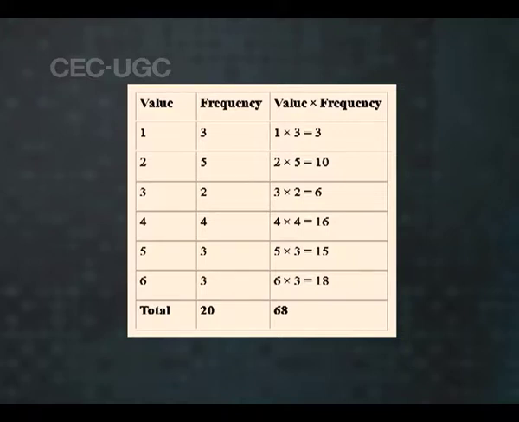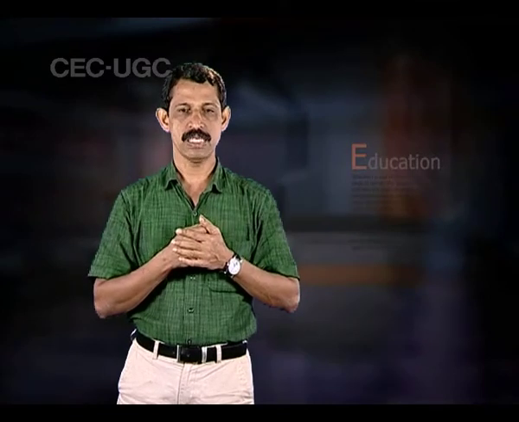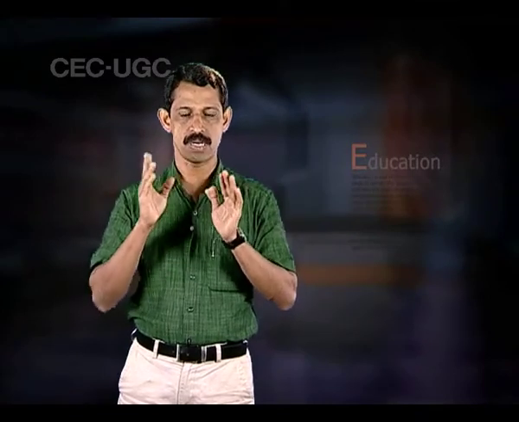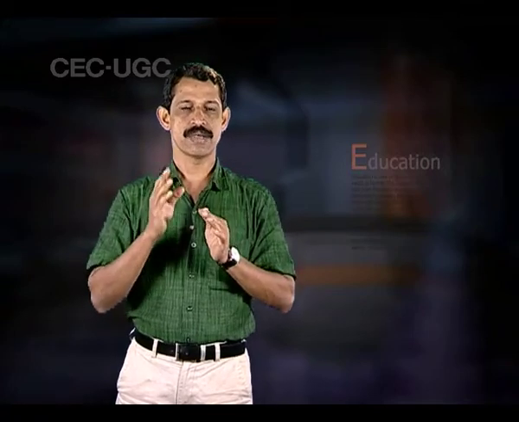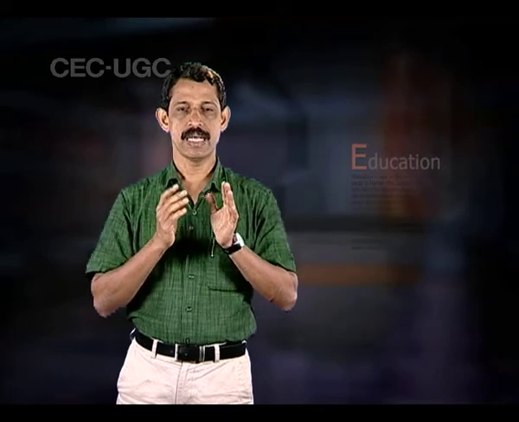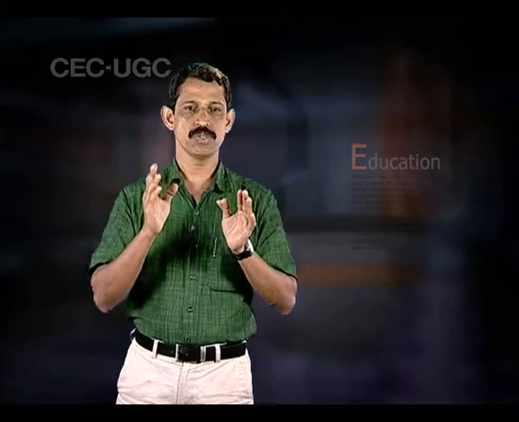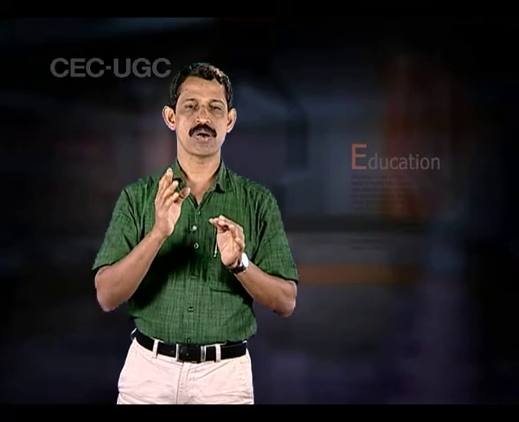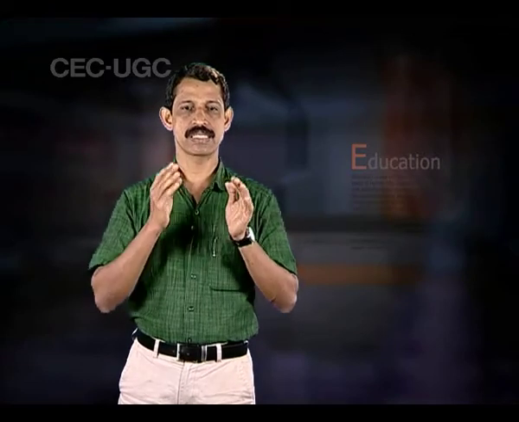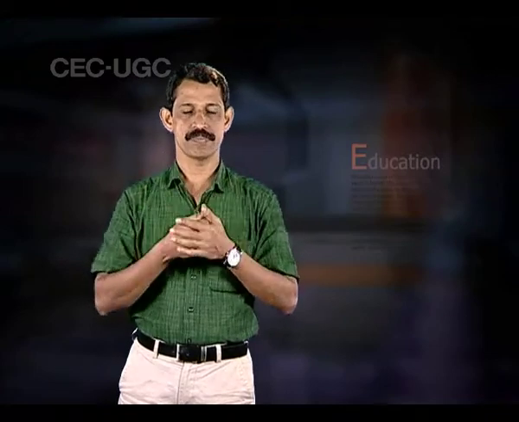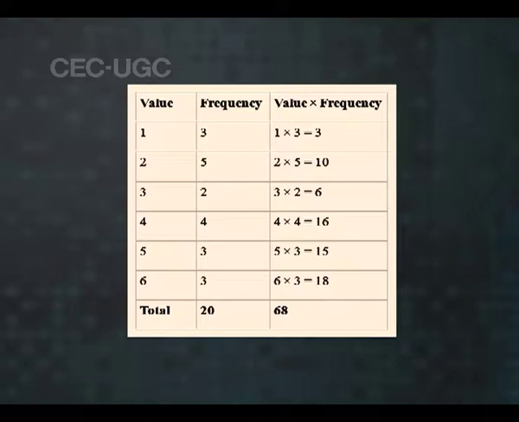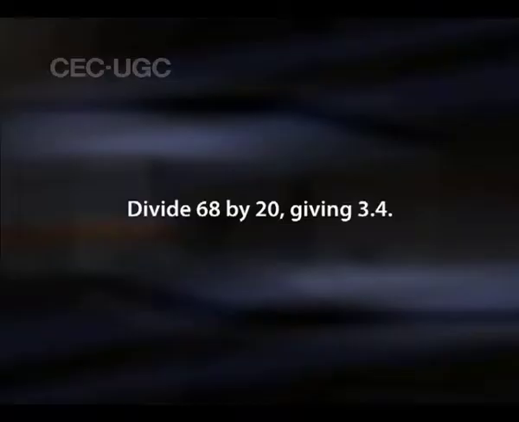Secondly, you need to calculate two important totals. Firstly, add up the values in the frequency column to find out the number of data values. In this case, there are 20 values. Secondly, add up the values in the value into frequency column to find out the total of all the data values. In this case, the total is 68. Finally, you need to calculate the mean. To do this, divide the total of all the data values by the number of data values. In this case, you need to divide 68 by 20, giving 3.4.